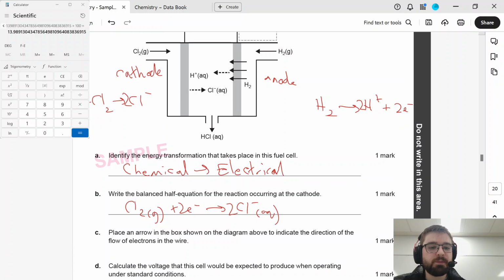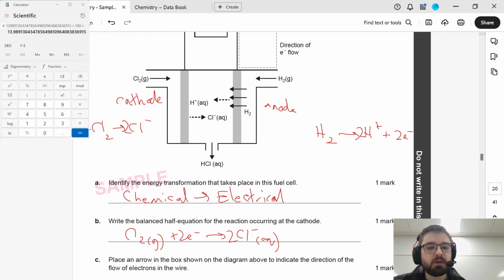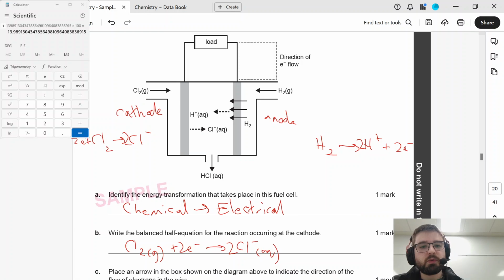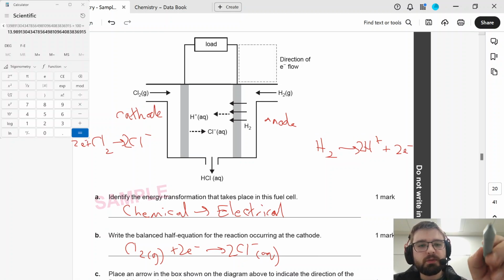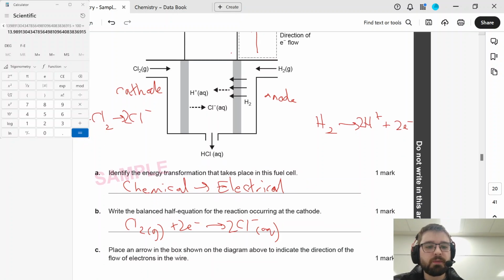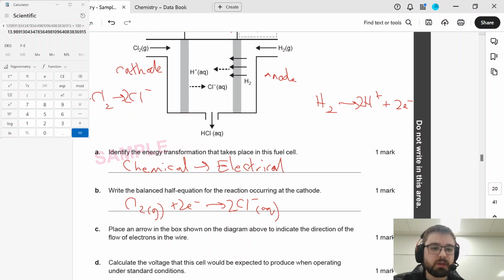Draw an arrow in the box shown on the diagram above to indicate the direction of flow of electrons in the wire. It's always going to go from anode to cathode, so it's going to go up. When I've got a box like this, it's next to the wire there. Honestly, this box should be a bit smaller to emphasize that it's talking about this wire here and not the one on the top. But what can you do? Write a better exam is what you can do, but sure.